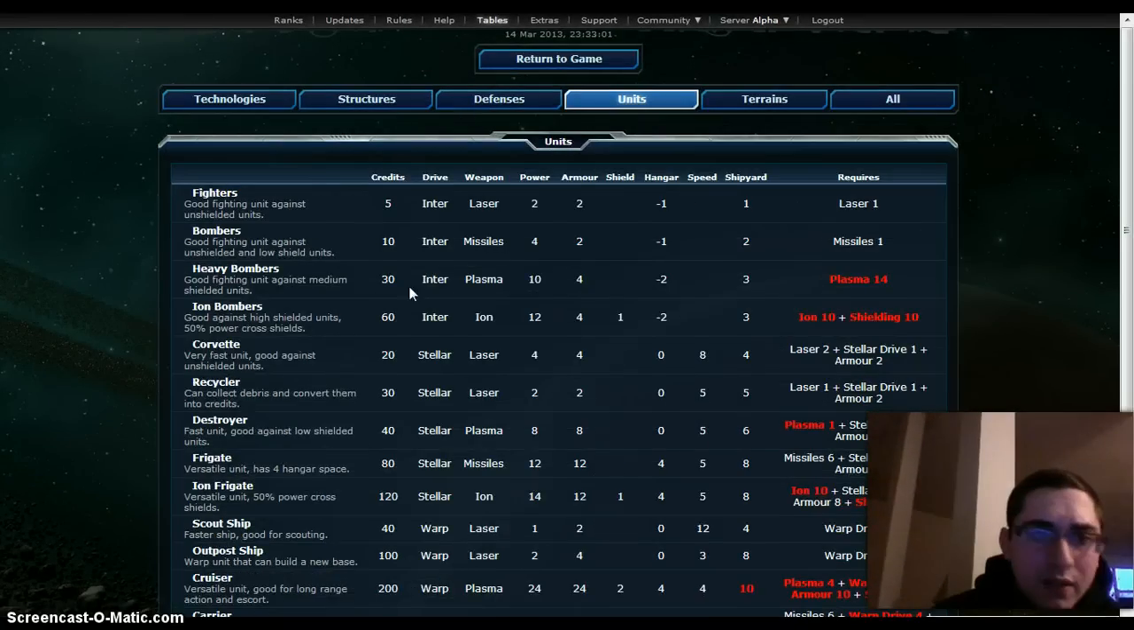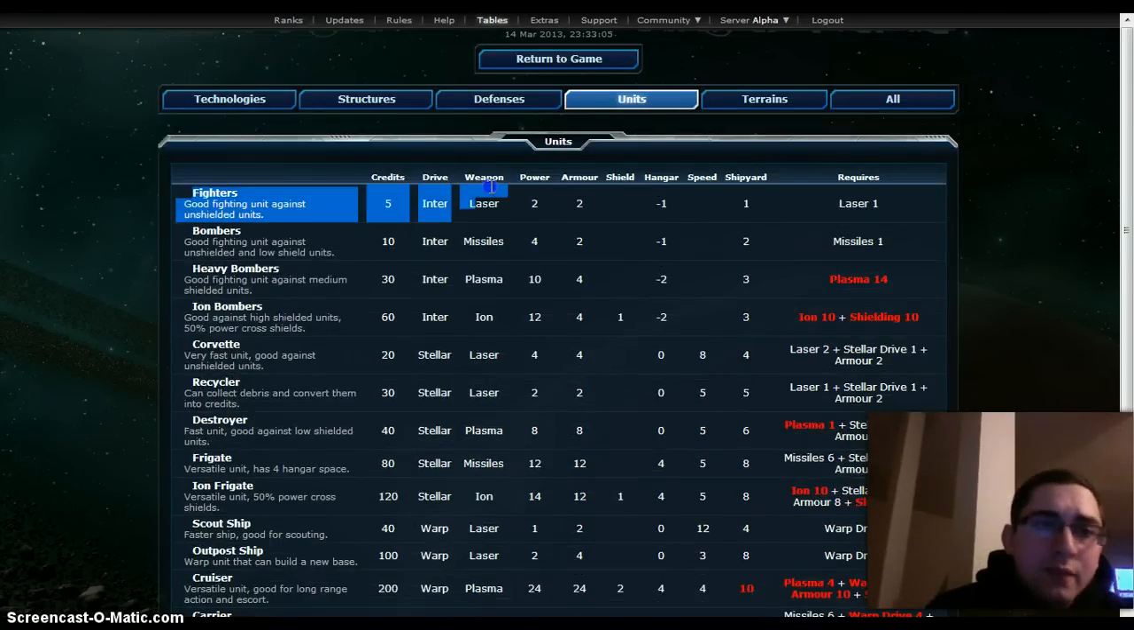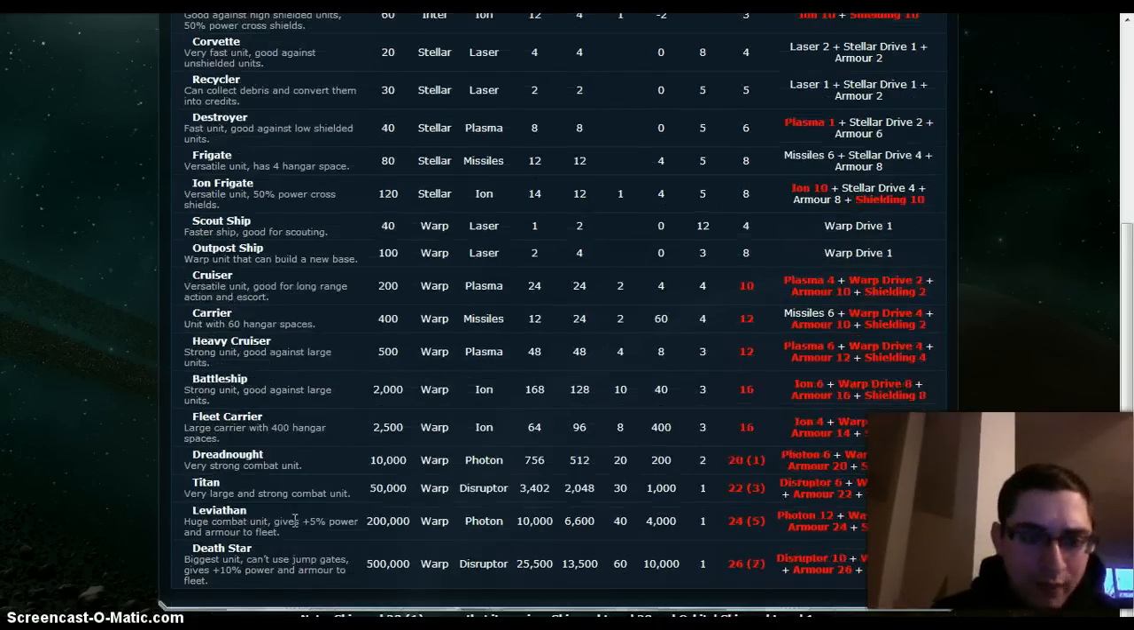We're going to hop into the tables. We're going to go to units. Okay, so ultimately the best unit in the game is the fighter. Now the reason for that is the cost per armor, which we've talked about so many times I don't want to go into it again. It's really, really good. 5 credits for 2 armor. Leviathan is 200,000 credits for 6,600 armor.